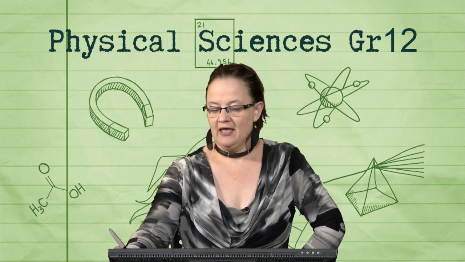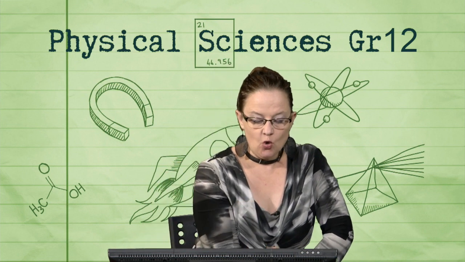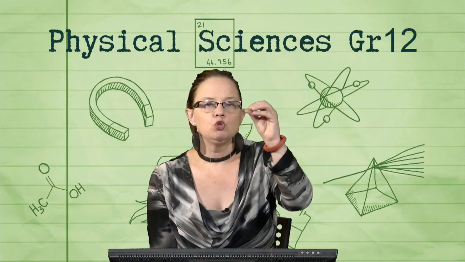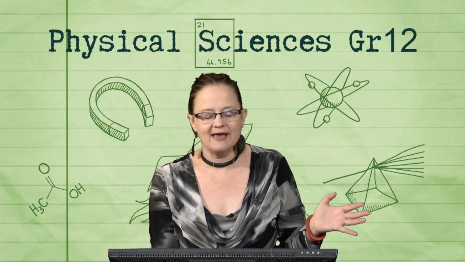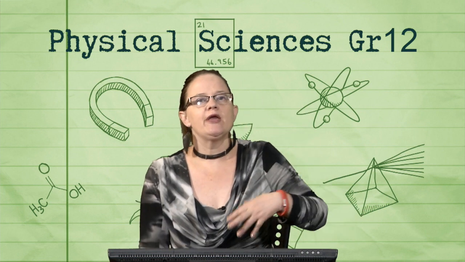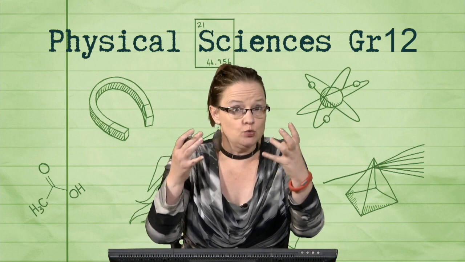Now, question 2. This is a really important question, and there's a reason why I've chosen it, because it says, without equations of motion, calculate the height from which the ball was dropped initially. If you use equations of motion, grade 12s, you will get naught. Because you're, yes, you're going to get the right answer, and you have more than enough information to do that, but they are specifying method. So we are testing whether you understand what we can do with the graph.